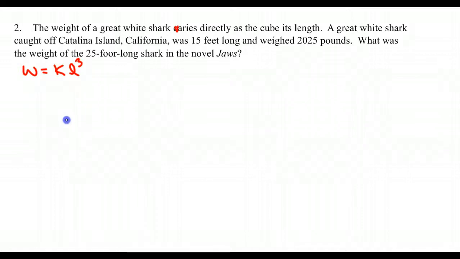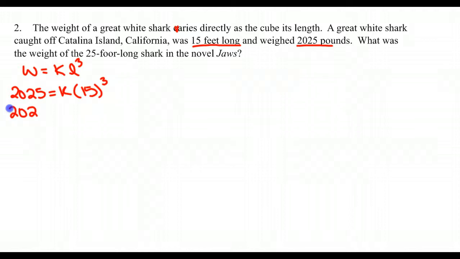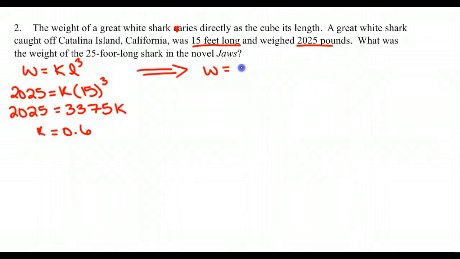A great white shark caught off Catalina Island, California, was 15 feet long and weighed 2,025 pounds. So this would be our L is 15 and our weight is 2,025. We're going to use this information to help us calculate our constant of variation. 15 cubed comes out to be 3,375. So when we divide both sides by 3,375, K comes out to be 0.6.